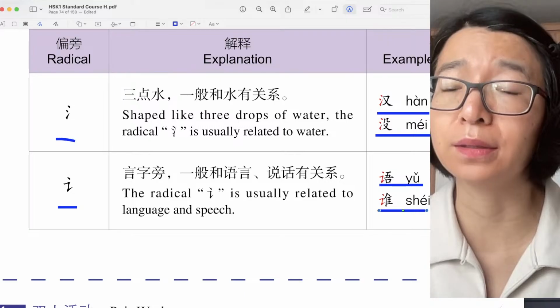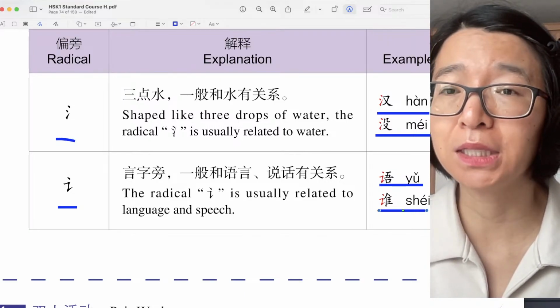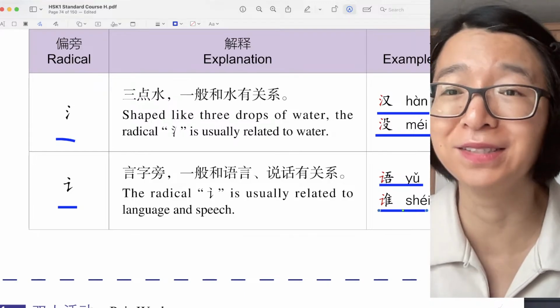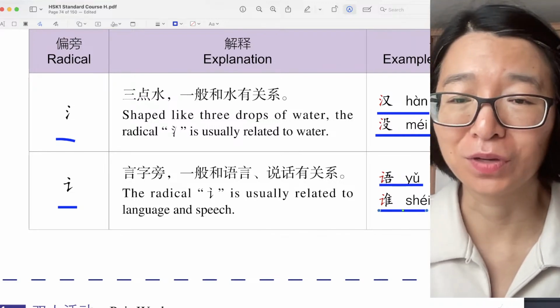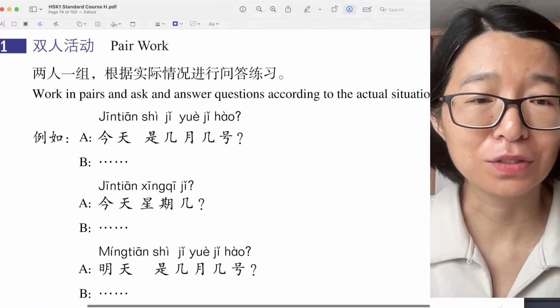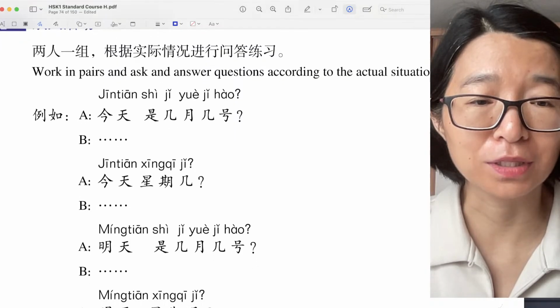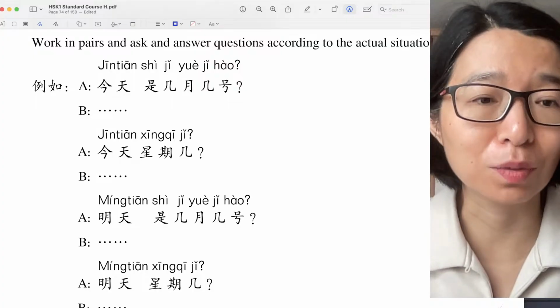Yeah, how to understand this character? Okay, so when we talk about 谁, this is somebody who should talk, right? Yeah, I think you can understand right now. Okay, now let's do the pair work. Yeah, answer questions. For example, actually we did it already. Let's do one more time.